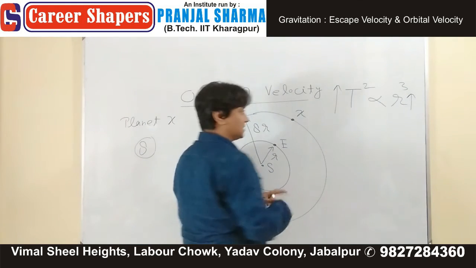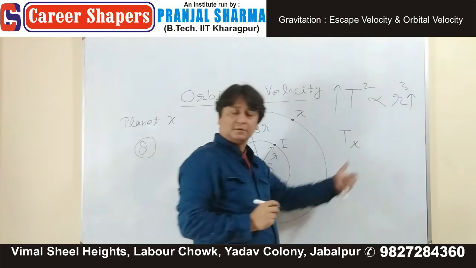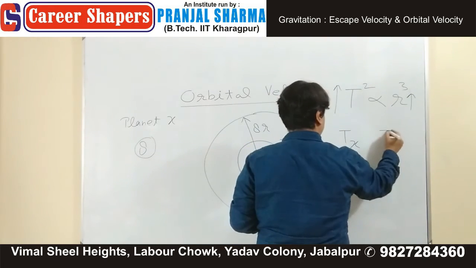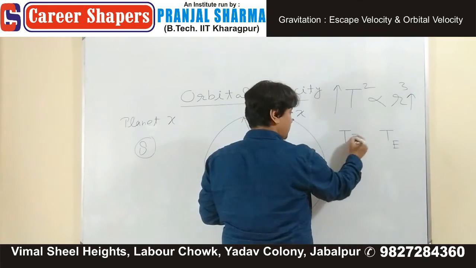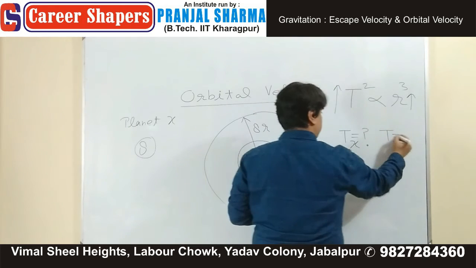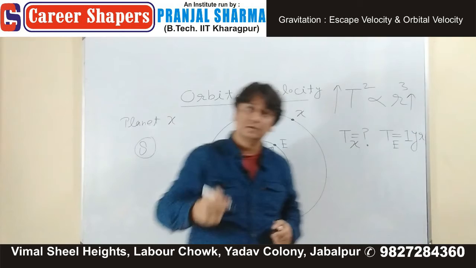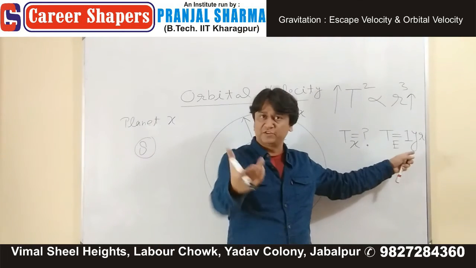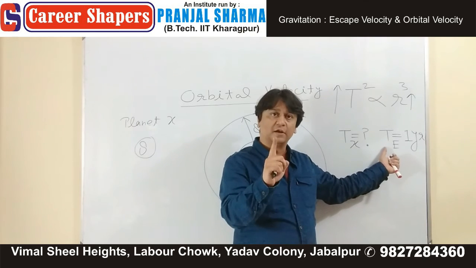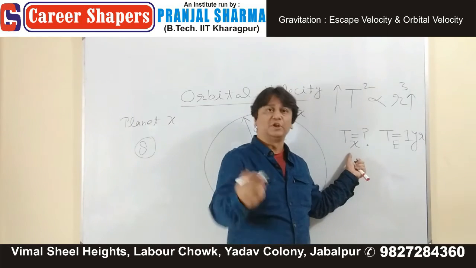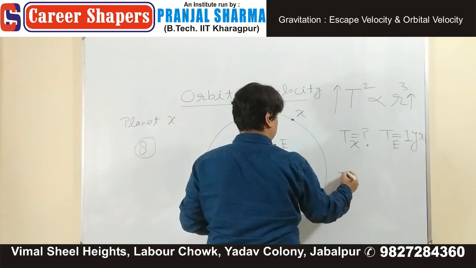So you're asking him to find out Tx in terms of Te. What is Te? Te is 1 Earth's year. Simply write 1 year, which is 365 days, remember. So Te is 1 Earth year. Tx we need to find. Use this and you'll get the answer. How do we use this?